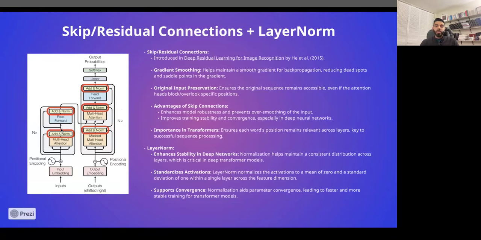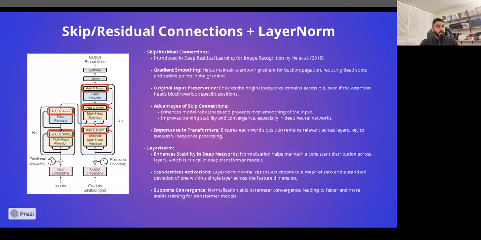So essentially, you have a copy of the input available, even if your attention heads, say, block or overlook certain specific positions, right? So this helps enhance model robustness, and it prevents over-smoothing of the entire loss landscape, and in turn offers training stability and convergence, especially in cases of deep neural networks, which is the case today with all of these LLMs. They are extremely deep neural networks, right? So residual connections or skip connections really helped in that sense.